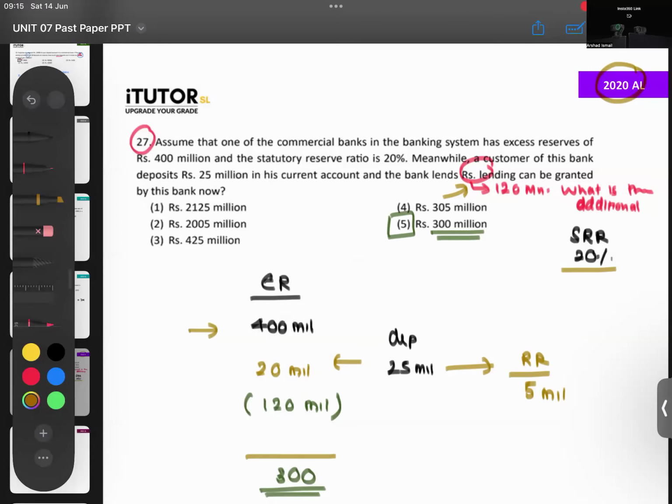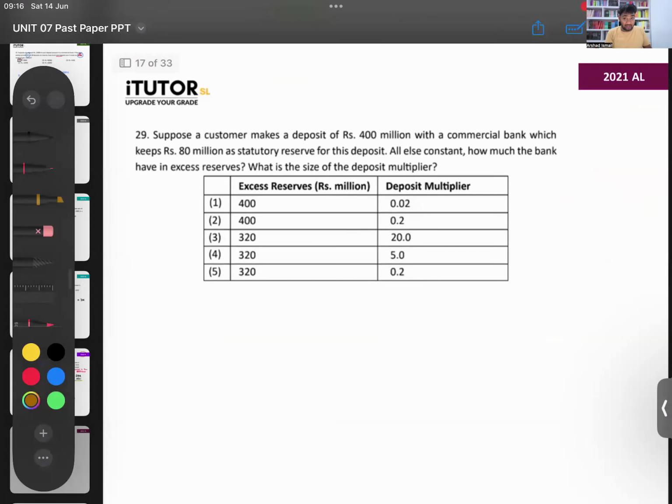Then going to the next, 2021, question number 29. They're saying, suppose a customer makes a deposit of 400 million with a commercial bank, which keeps 80 million as SRR. All else constant, how much does the bank have in excess reserves? And what is the size of the deposit multiplier?